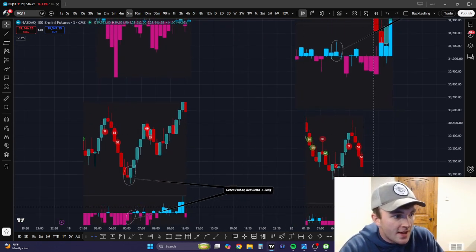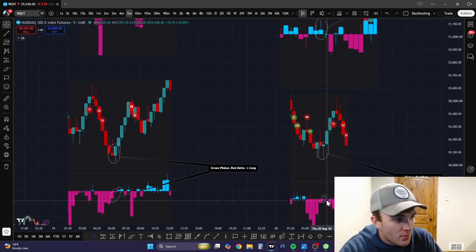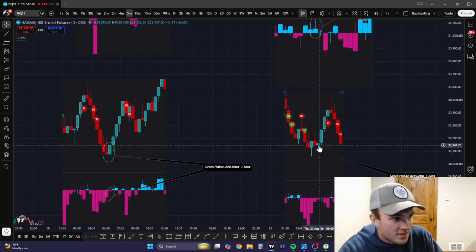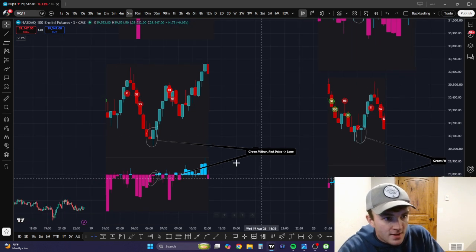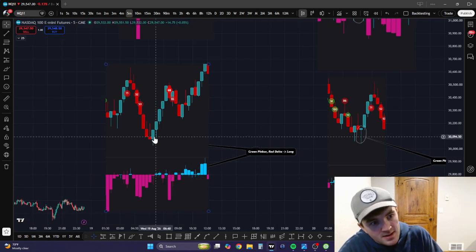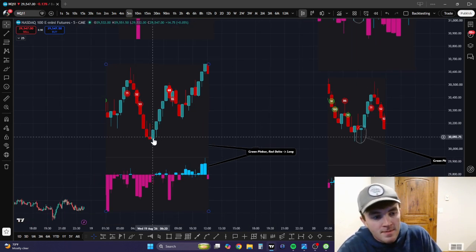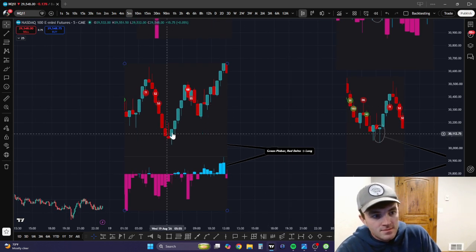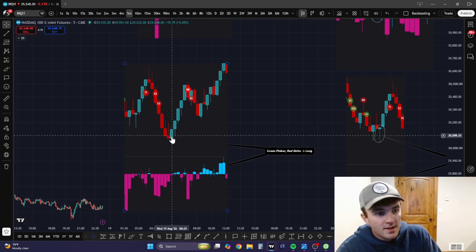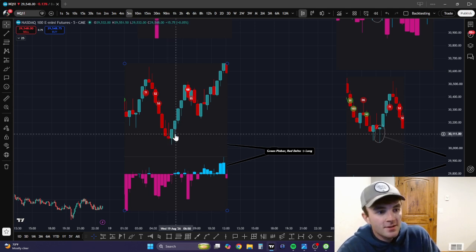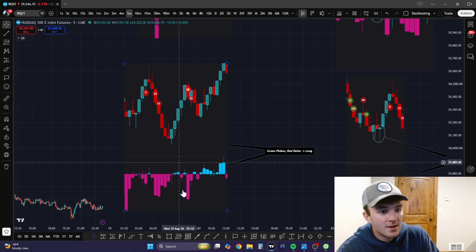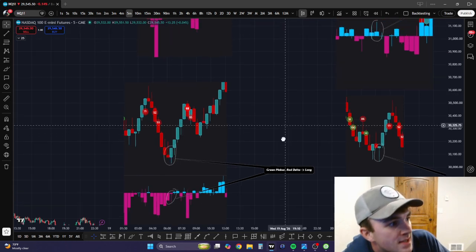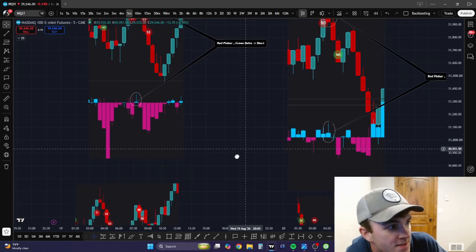So if you have a green pin bar with a red delta on the range chart of 100, that means longs. You can see, boom, right? This one's not really a pin bar, but it's somewhat of a pin bar. The concept still applies here. Green candle here, red candle here, and then what happens after? Expansion.